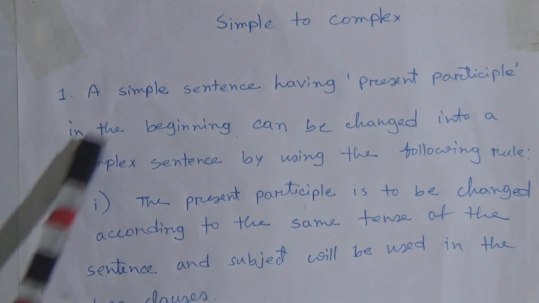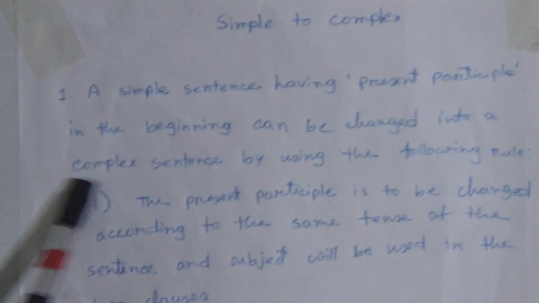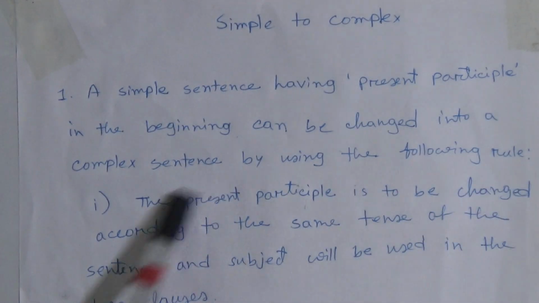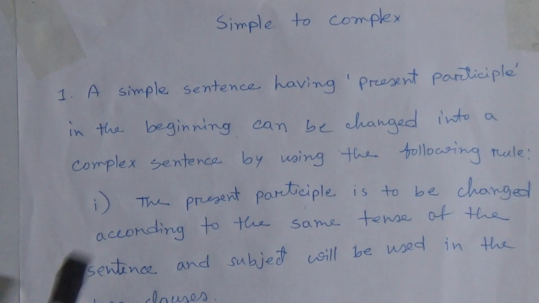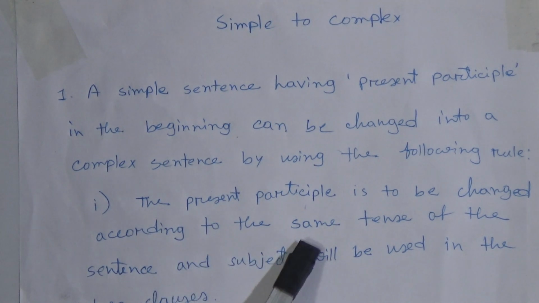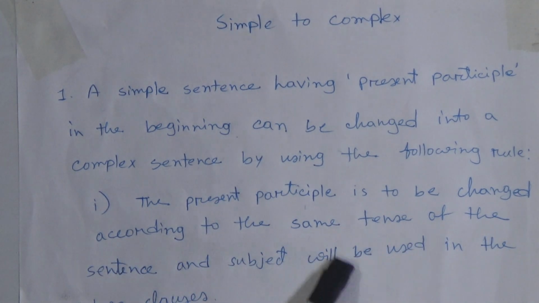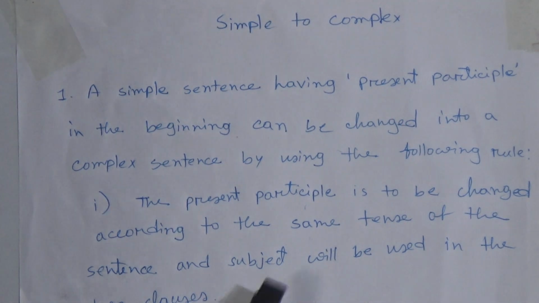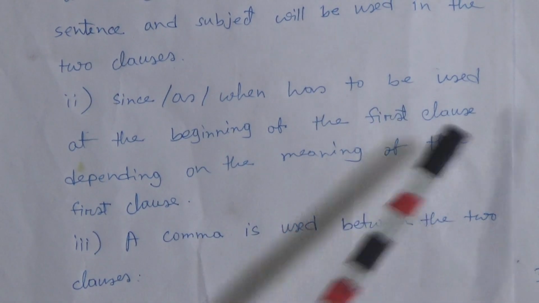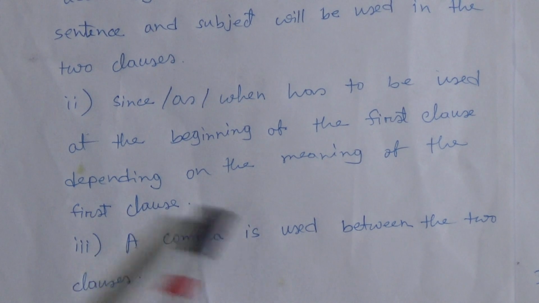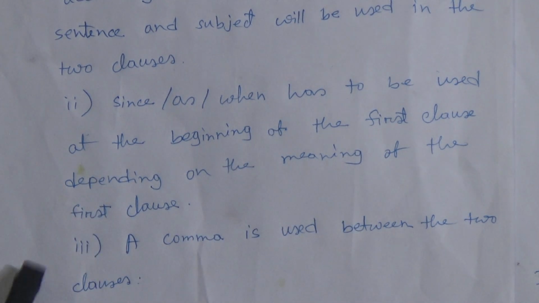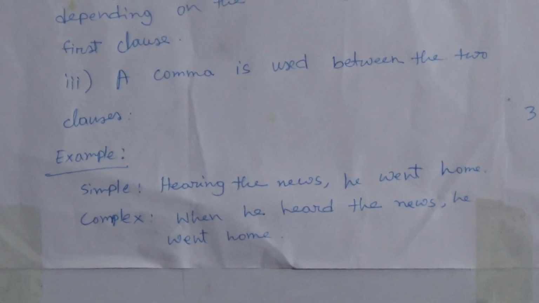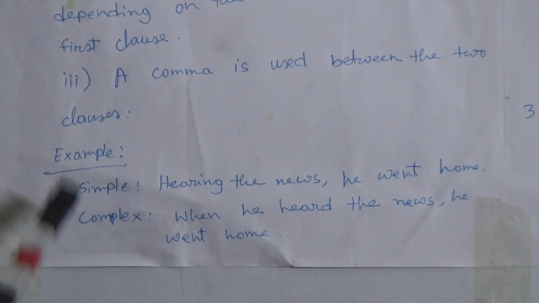Look, number 1, a simple sentence having present participle in the beginning can be changed into a complex sentence by using the following rule. Number 1, the present participle is to be changed according to the same tense of the sentence, and subject will be used in the two clauses, okay. And look here, number 2, since or as or when has to be used at the beginning of the first clause depending on the meaning of the first clause. Then look here, number 3, a comma is used between the two clauses. Look dear students, now I am going to say an example so that you can understand it easily.